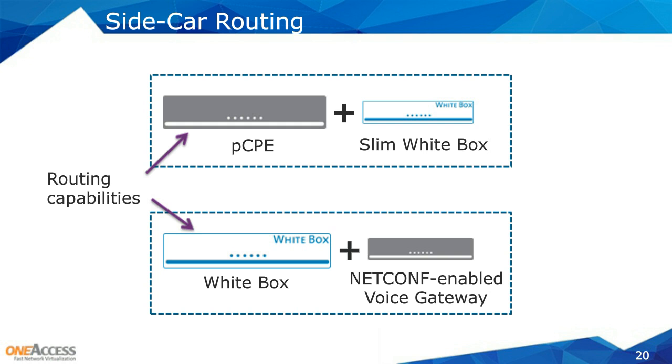The slim white box is, I think, as I said, happening here in Europe. There is some hesitation in Europe for a multiplicity of reasons. One is they want to see what happens in North America first before they embark too quickly on deploying NFV like this.